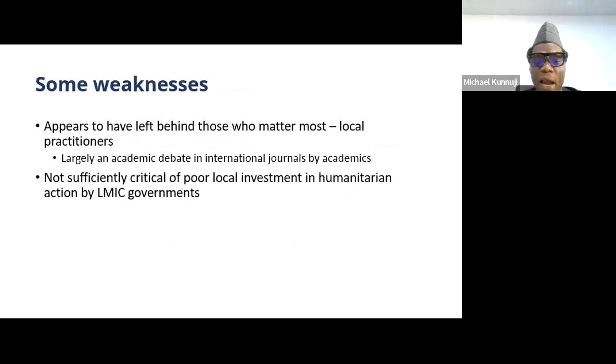Okay. So finally, the calls for decolonization have their flaws, as other speakers will demonstrate. For example, they often appear, that is, the cause themselves, appear to leave those who matter most behind, and they don't give sufficient attention to how poor local investment in humanitarian action by low and middle income country governments contributes to coloniality in humanitarian responses. I will stop here for now to allow other speakers deepen this discourse with more context-specific insights from around the world. Thank you.